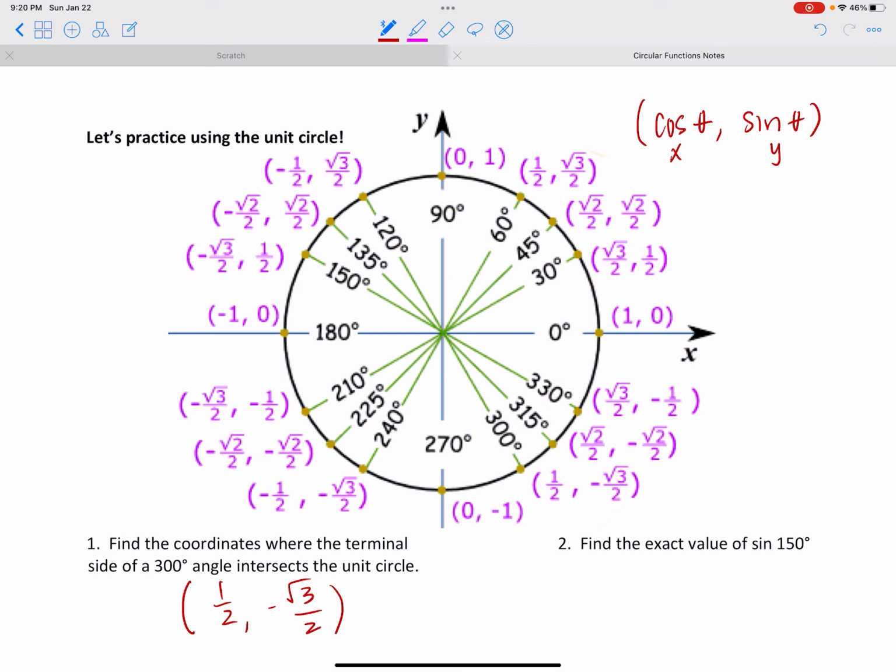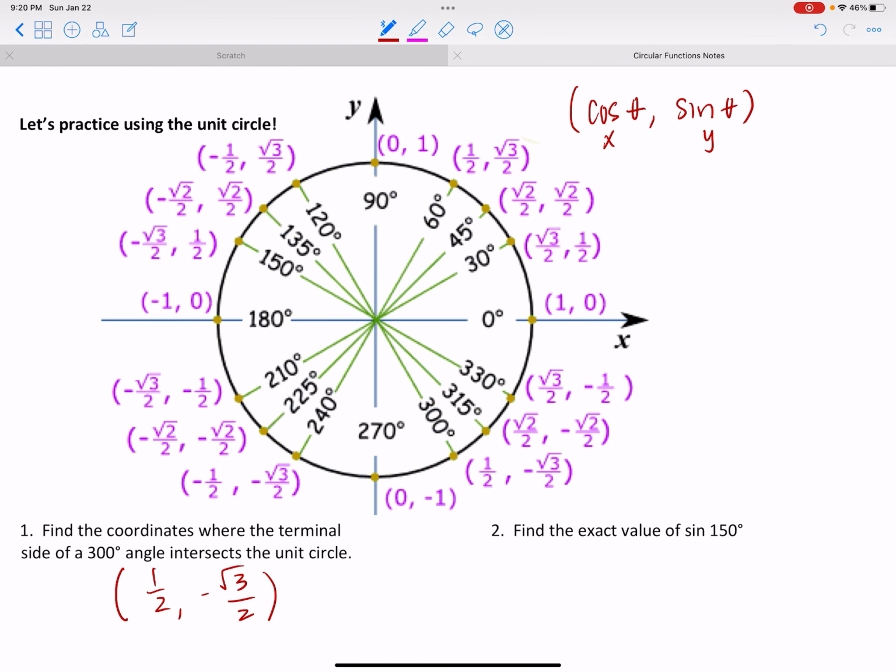Now this one should be review as well. If I said to find the exact value for the sine of 150, then I'm looking for 150 degrees. Here's my angle 150, and then here's the whole coordinate. If I want the sine, remember that's just the y value. So I know that the sine for 150 is going to be exactly 1/2. And so let me say that here. The sine for 150 degrees is exactly 1/2.